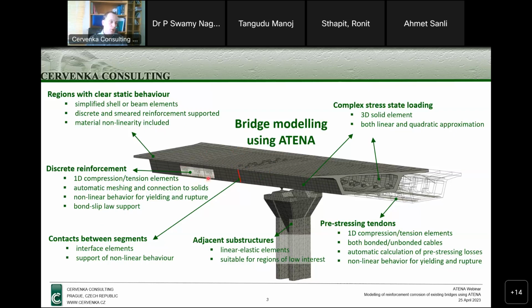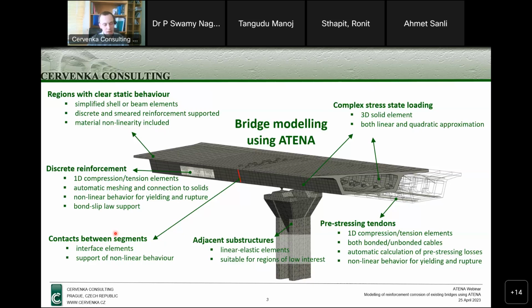ATENA supports both discrete elements and smeared reinforcement elements. One of the main advantages of the discrete reinforcement, from my point of view, is that it is automatically connected to the rest of the solid body. So you don't need to worry about a manual definition of the fixed contact between the discrete bars and the concrete, because ATENA does it for you automatically.